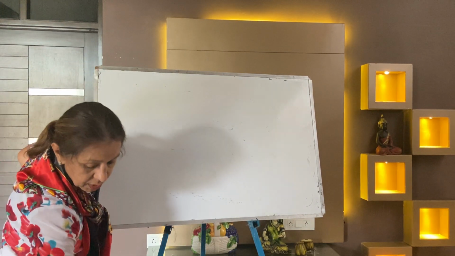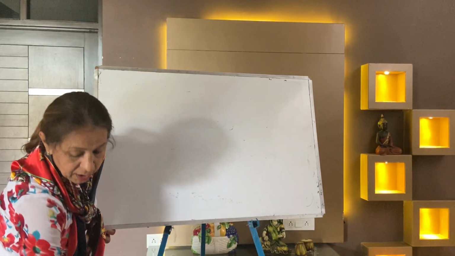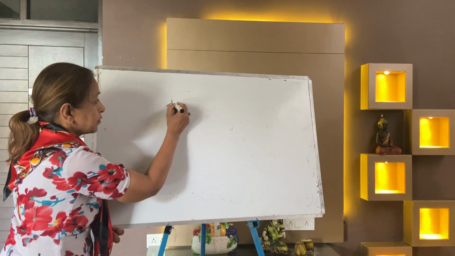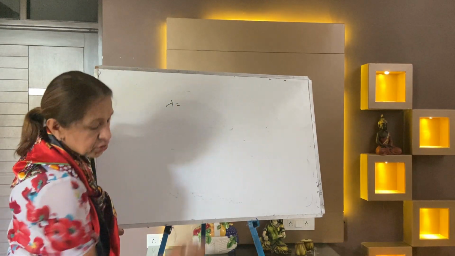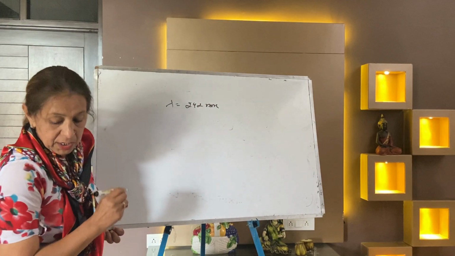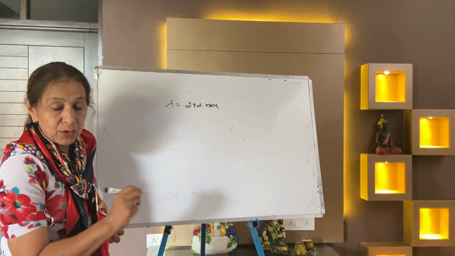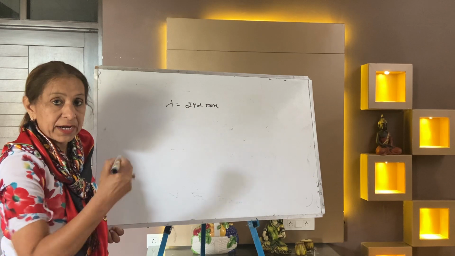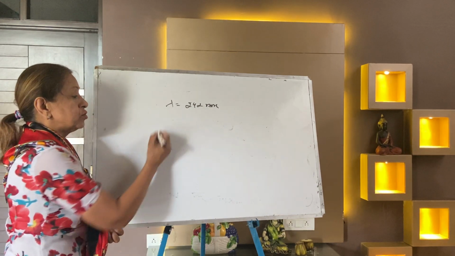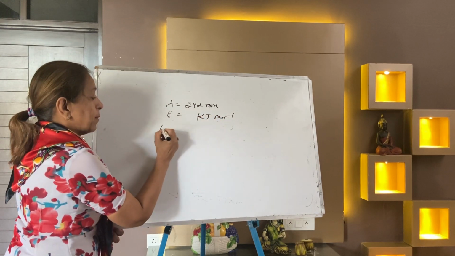The next numerical is numerical number 10. We have completed 5, 6, 7, 8, 9. Now I am taking the 10th numerical. The wavelength is given: 242 nanometer. This much radiation of wavelength is used to ionize. Ionize means to take out the electron from the metal surface. The question is calculate the energy in kilojoule per mole.